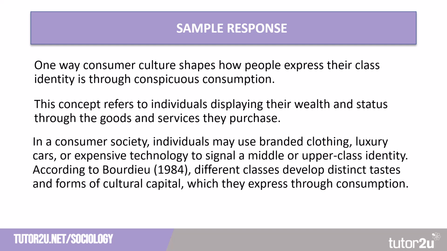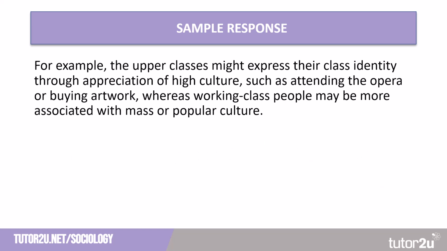In a consumer society, individuals may use branded clothing, luxury cars or expensive technology to signal a middle or upper class identity. According to Bourdieu, different classes develop distinct tastes and forms of cultural capital, which they express through consumption. Now we need to link this to class identity, and we've done this by using an example. For example, the upper classes might express their class identity through appreciation of high culture, such as attending the opera or buying artwork, whereas working class people may be more associated with mass or popular culture.